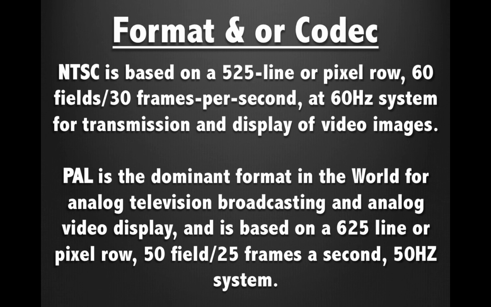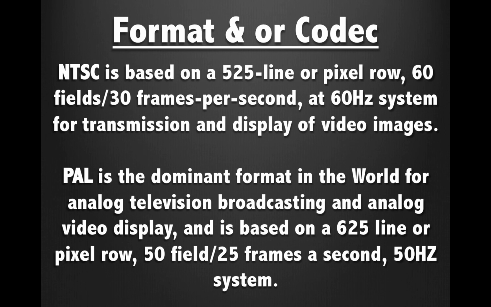NTSC is based on 525 scan lines or pixel rows, 60 fields. We talked about fields before. You have 2 fields for every frame, so 60 fields at 30 frames per second, in a 60 hertz system for transmission and display of the video image. NTSC is dominant in the United States. It was also used in Japan and most of South America except for Brazil.